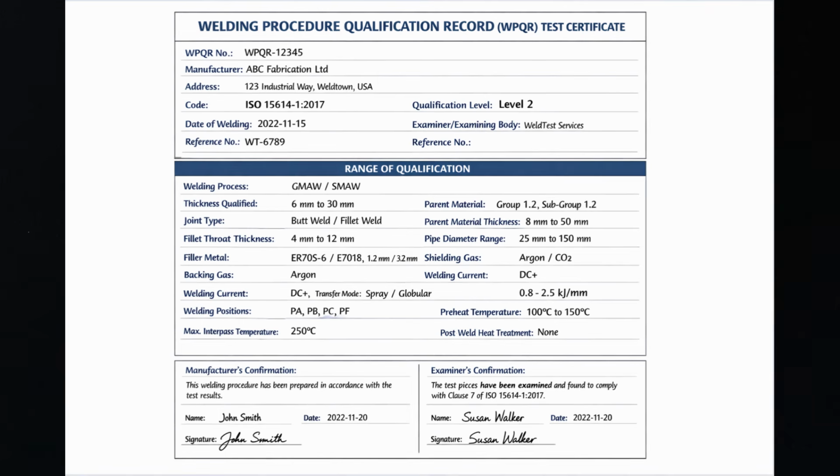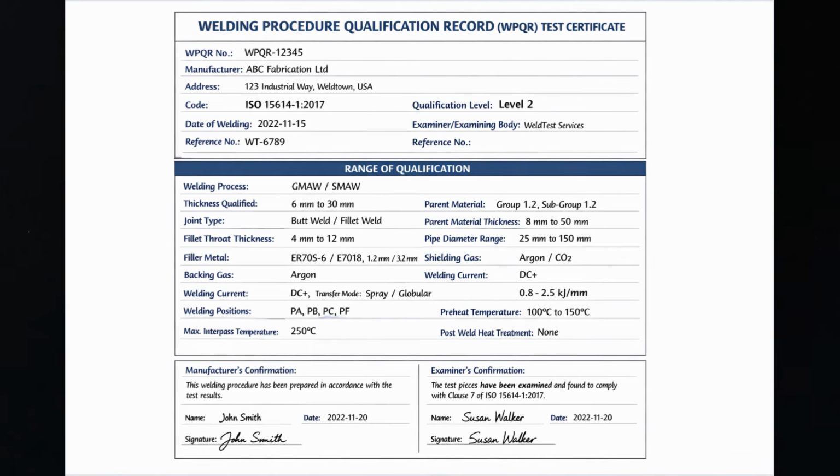This is the summary of what the WPQR actually qualifies. It lists the welding processes used, the deposited metal thickness per process, the type of joint and weld qualified, the parent material group and subgroup, the parent material thickness range, the throat thickness range for fillet welds, single or multi-run, the outside pipe diameter range, the filler material designation and make and size, the designation of shielding gas and flux, the backing gas designation, the type of welding current and polarity, the transfer mode, the heat input range, the qualified welding positions, the preheat temperature range, the interpass temperature maximum, post-heating details, and the post-weld heat treatment details.